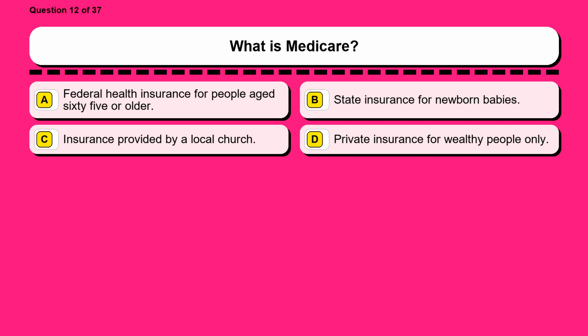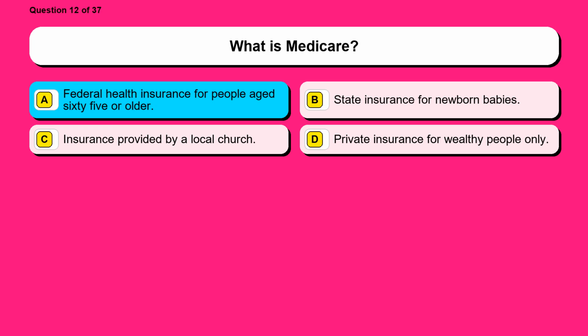Question 12. What is Medicare? Option A, federal health insurance for people aged 65 or older. Option B, state insurance for newborn babies. Option C, insurance provided by a local church. Option D, private insurance for wealthy people only.